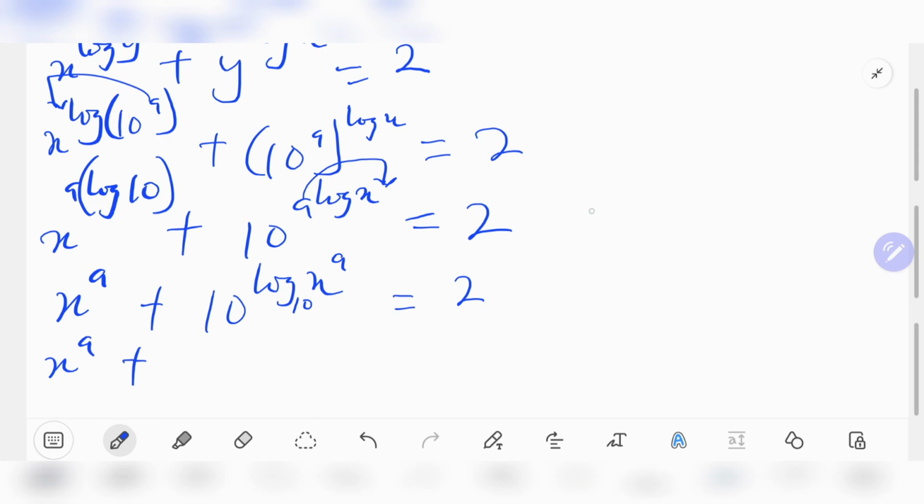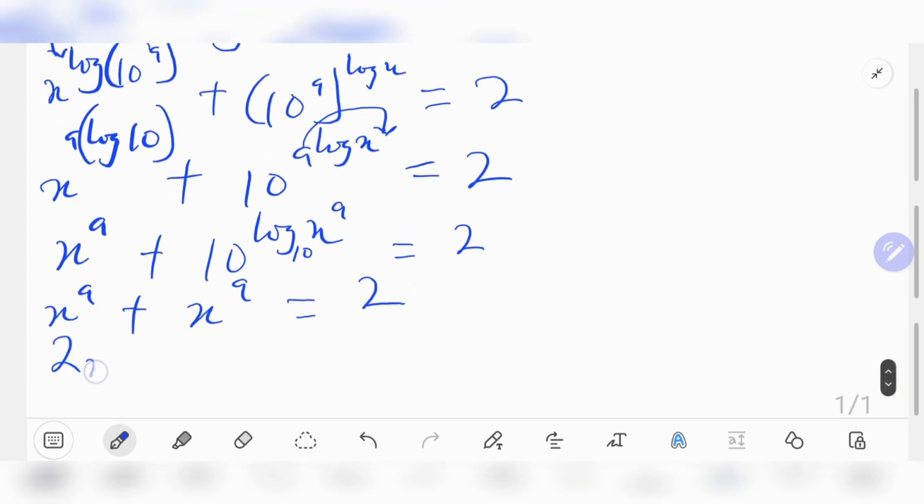Now if you have any expression in this form, it is the same thing as b. If this and then the base over here are the same, then your answer is the same thing as the one we have over here. So we have 10 raised to the power log to the base 10 of x power a, so the same thing as x power a equals 2. So adding it gives us 2x power a equals 2. Then that means x power a will be equal to 1.